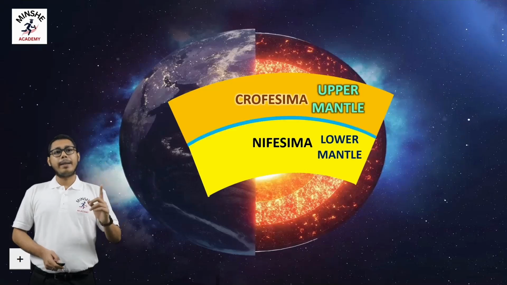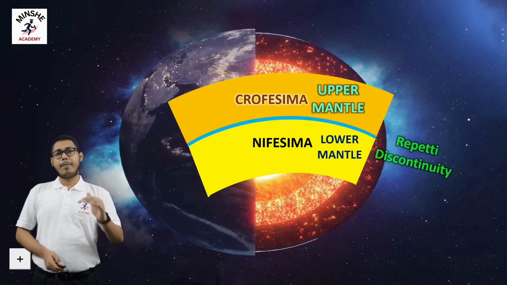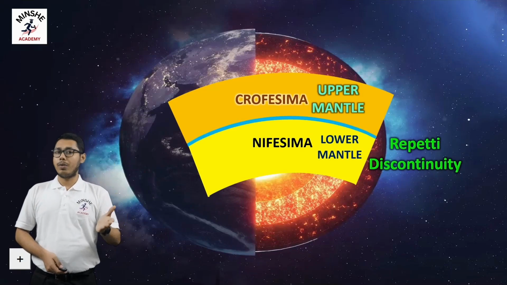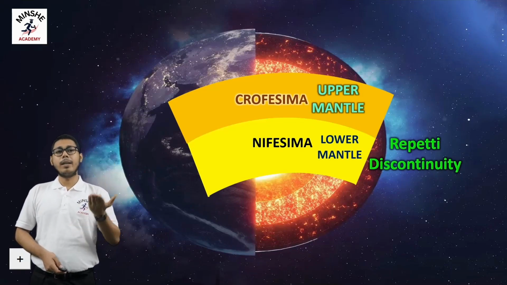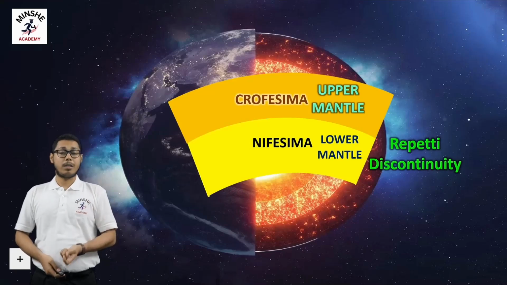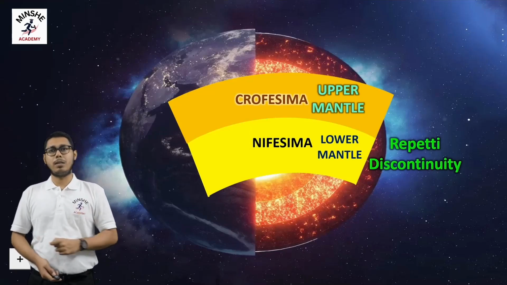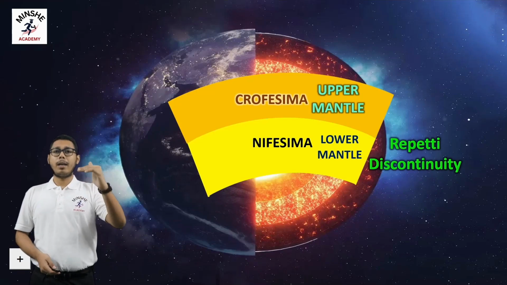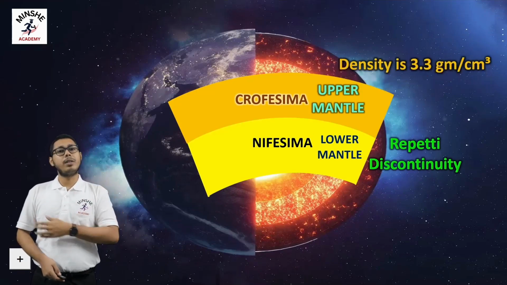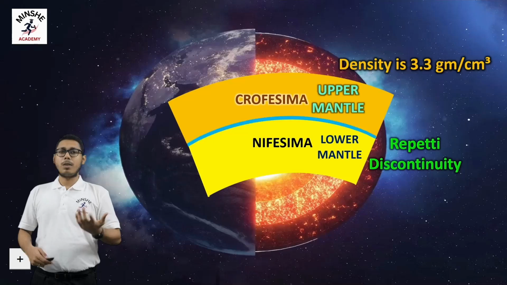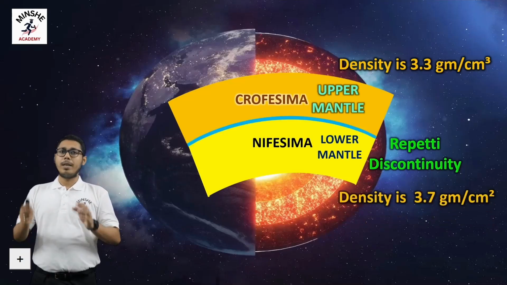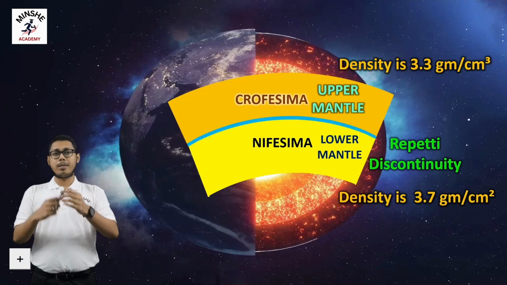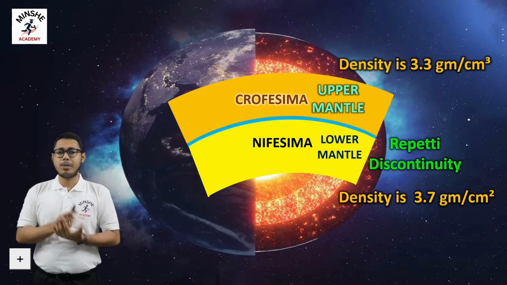So the upper mantle and the lower mantle are divided by, again, like the upper crust and the lower crust, the Sial and the Sima, a discontinuity known as the Repetti discontinuity. The upper mantle has a density of about 3.3 gram per centimeter cube, whereas the lower mantle has a density of about 3.7 gram per centimeter cube. And densities, obviously, you can see, depend on the composition of things.